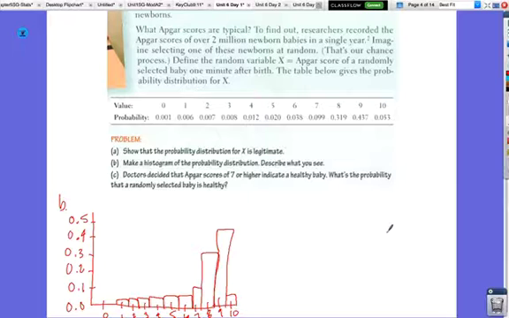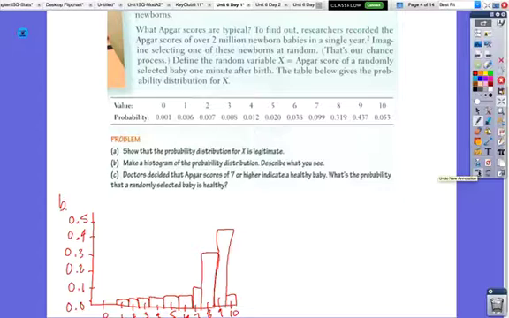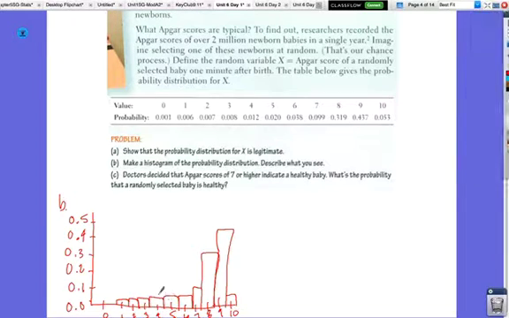So if we have to describe what we see, this data is heavily skewed to the left. And that tells us that a randomly selected newborn will most likely have an Apgar score at the high end of the scale, which means that the baby was pretty healthy at birth. There's a smaller chance of getting a baby whose Apgar score was 5 or below. And we can tell that just by looking at the histogram.